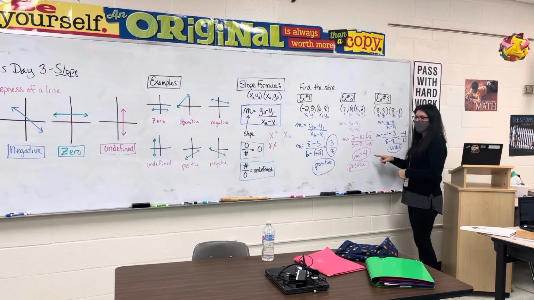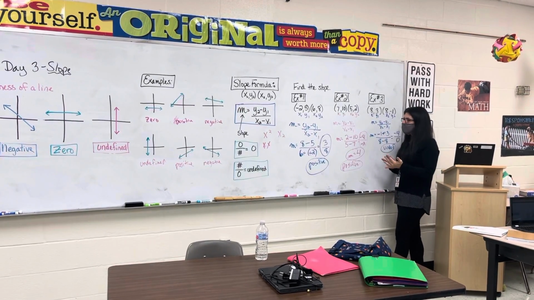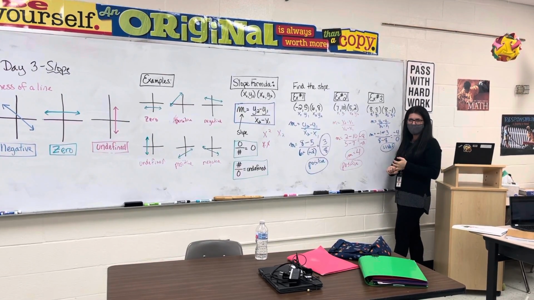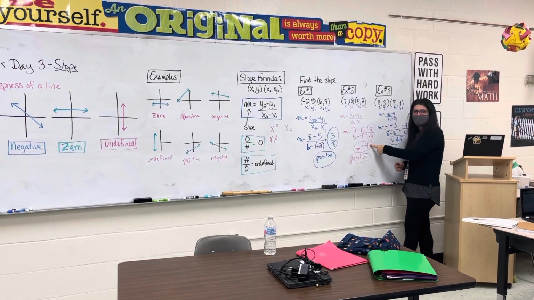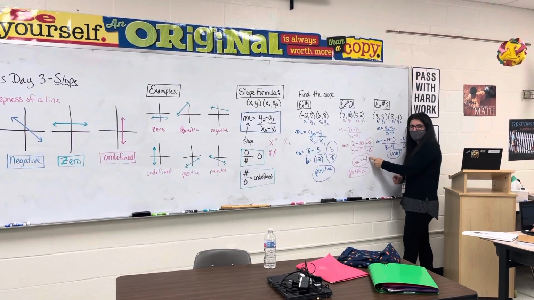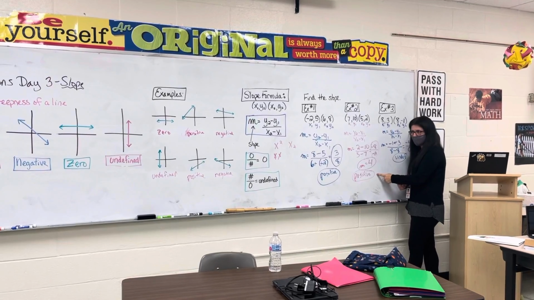In this scenario, I can just divide. I don't want any decimals. I do not want mixed numbers. Negative 8 divided by negative 2 gives me positive 4. Because it's a positive number, we know it's a positive slope.